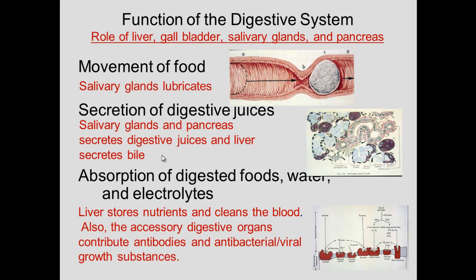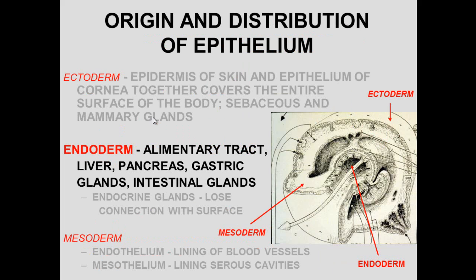It also is associated with digestive organs that contribute antibodies and antibiotic, antiviral growth substances to prevent infection, as the digestive tract has to maintain a milieu in the body that is as pure a state as possible.